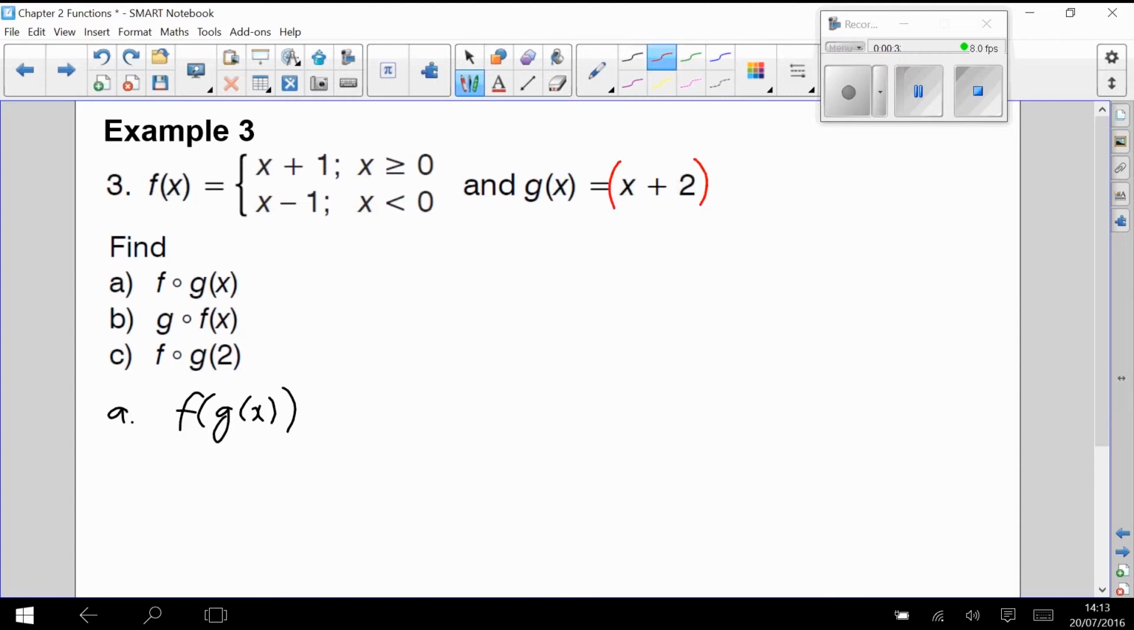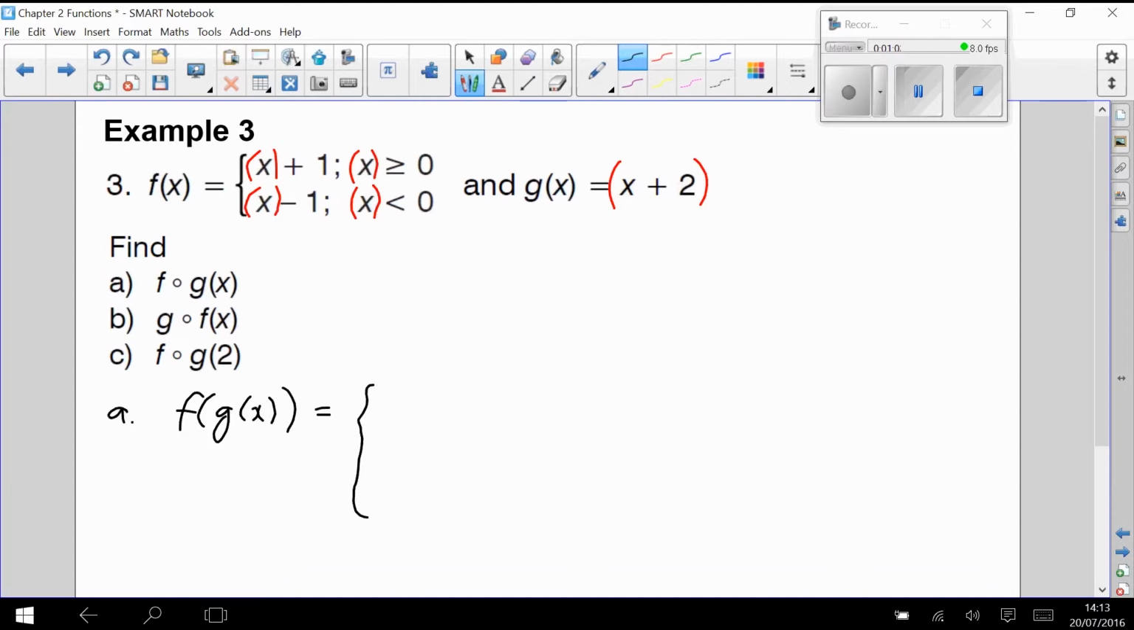So the g of x expression must go everywhere where I see x in the f of x graph. As this was a split function, I need to replace it over here and over here. And you will notice, as I have a restriction on my domain, the g of x, x plus 2, must replace where I had x in my domain as well. In other words, the f of g of x graph is going to look as follows.